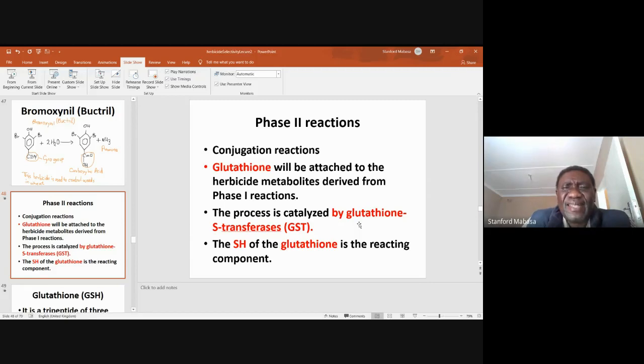That is an important molecule. What glutathione does is going to utilize some of the products from phase 1. So after all the reactions in phase 1, at stage 2, glutathione will now utilize some of them. And there's also an enzyme which can catalyze these reactions. The important enzyme is the GST.